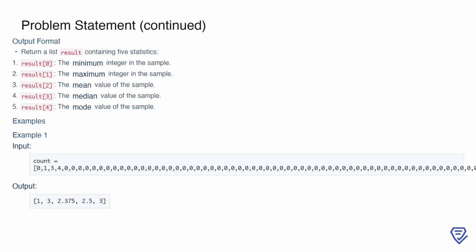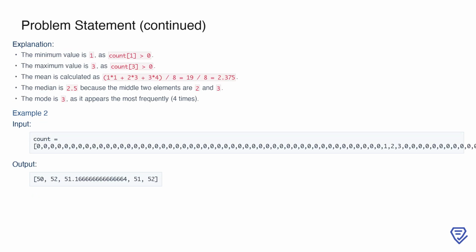Let's look at an example to understand this better. Suppose you are given an input array count where the values are distributed as shown. The output for this input is 1, 3, 2.375, 2.5, 3. This means the smallest value in the sample is 1, the largest is 3, the mean is 2.375, the median is 2.5, and the mode is 3. These outputs are derived based on the rules for calculating each statistic, which we'll break down further.